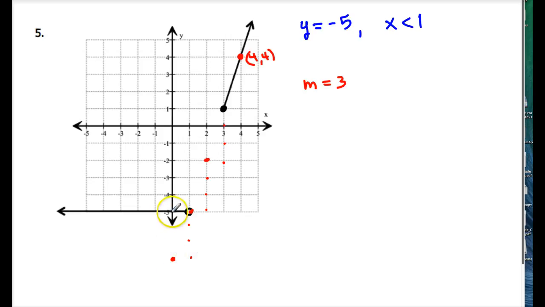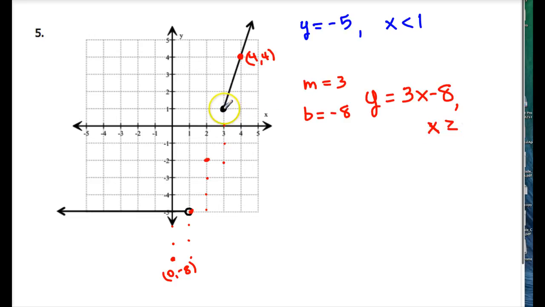Where would that put us? Here's negative 5, negative 6, negative 7. That would be (0, -8), if we were to continue that line and extend it down. We're not going to, but that would be the y-intercept if we followed that pattern. So the b value would be negative 8, and its equation would be y equals 3x minus 8. Its domain is all x values greater than or equal to 3, because it's a solid boundary point, where we're starting.